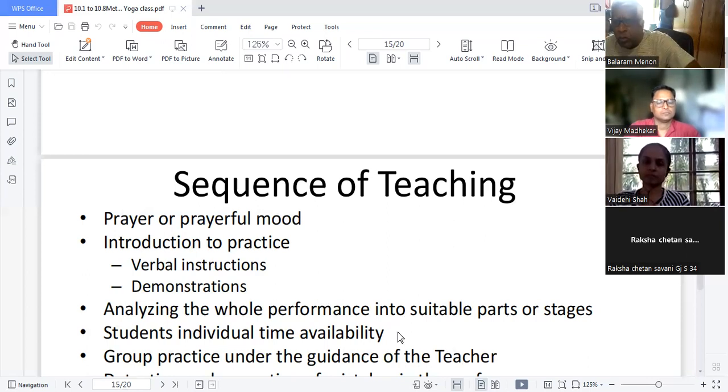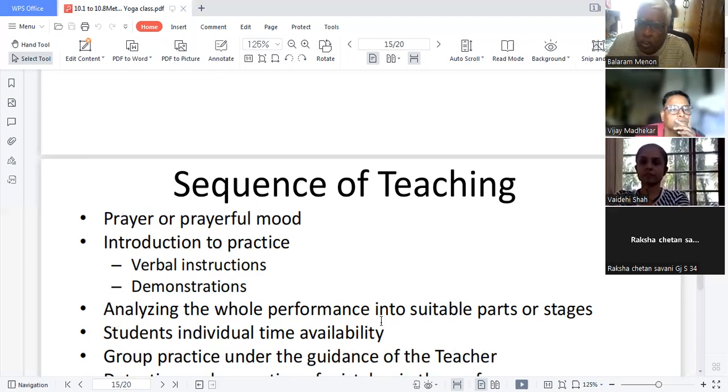Analyzing the whole performance into suitable parts or stages. Different performance: supine posture, abdomen related, then sitting postures, standing postures. We do Tadasana immediately. We don't do Parvatasana. Okay, Tadasana, standing. So we try to cover the standing postures, then we come to sitting postures.